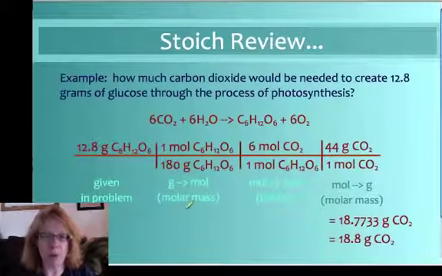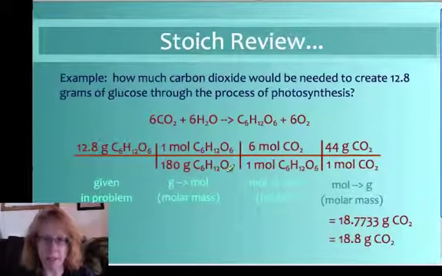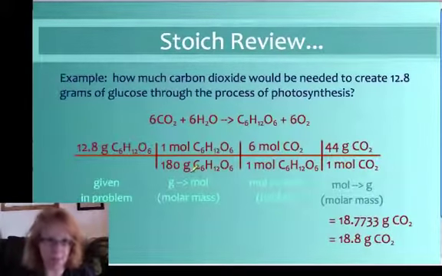Then we used molar mass as the second step. Molar mass is 180 grams. That's 6 carbons plus 12 hydrogens plus 6 oxygens, so 6 times 12 plus 12 times 1 plus 6 times 16. That's 180, and that gives us 1 mole. So remember, grams is on the top, so grams is on the bottom. We've got to get those to cancel out.